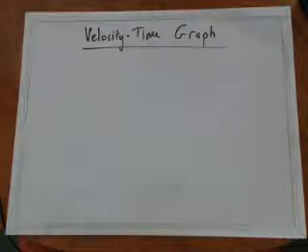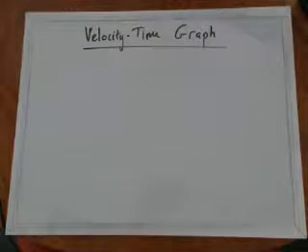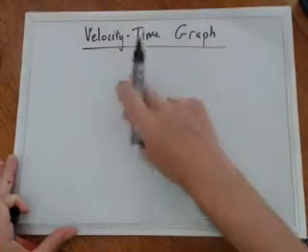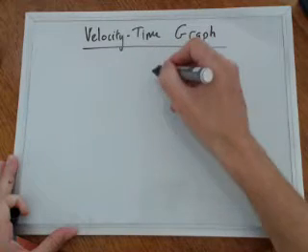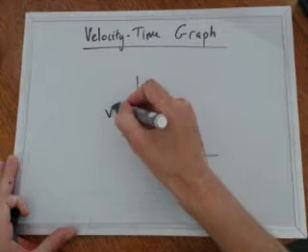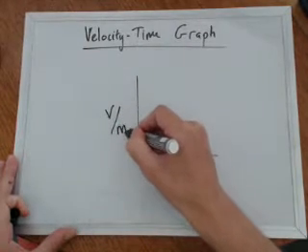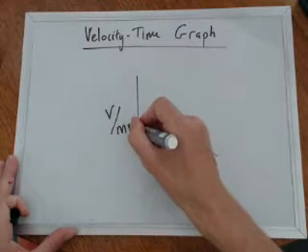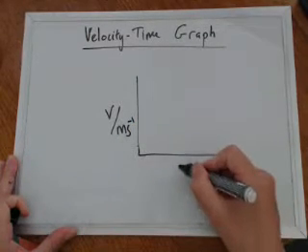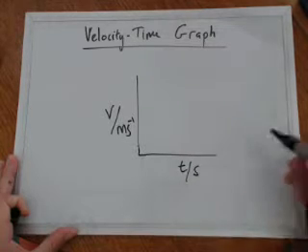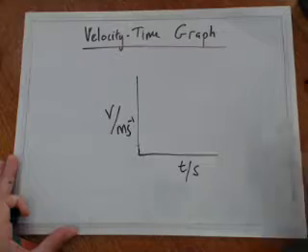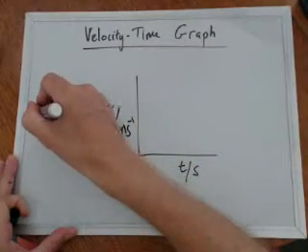Hello, in this video we'll be looking at velocity time graphs. Now we'll start off by drawing the axes. So we will have velocity v in meters per second, meters seconds to the minus 1, against time in seconds.